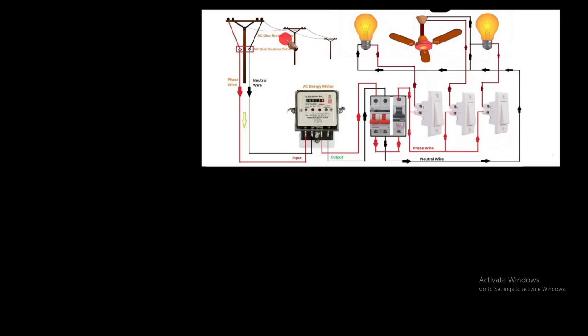So we will have the distribution poles like that. From that we take the supply, and this is called the service mains. From the service mains it is given to the meter board, and then it is distributed. So this is how the entire domestic wiring is done.